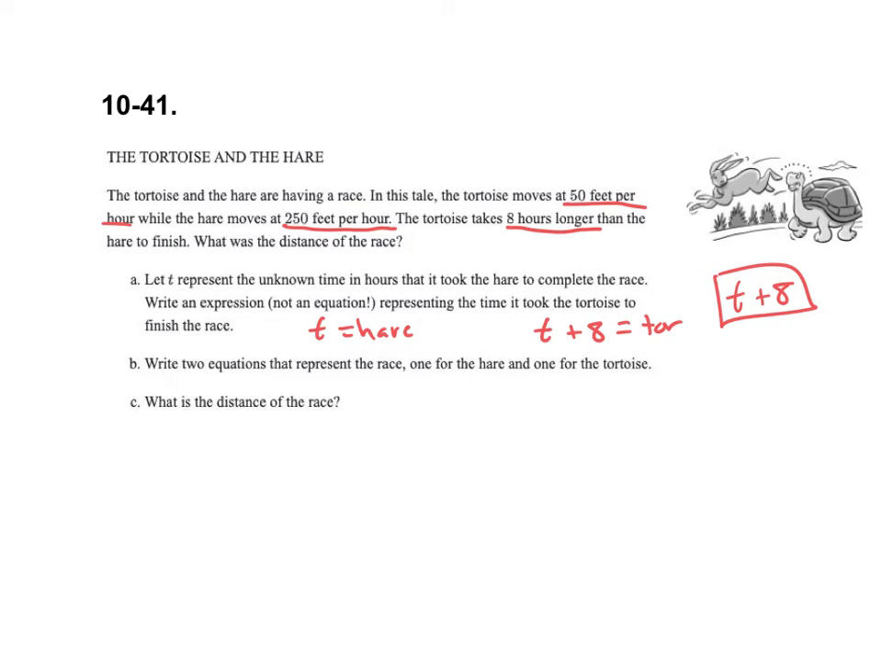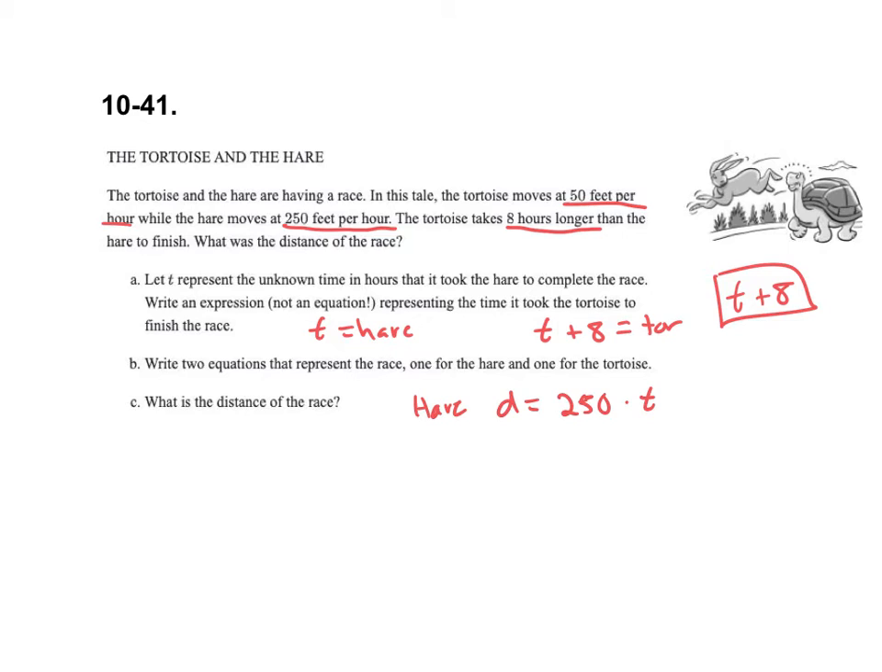Now in part B it says write two equations that represent the race, one for the hare and one for the tortoise. So if the hare took t amount of time and is traveling 250 feet per hour, then that total distance would be equal to 250 feet times the number of hours, which we said was t. So this is for the hare.